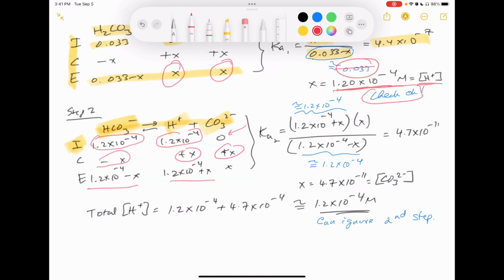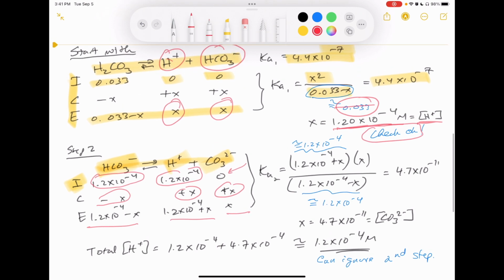So at equilibrium, I have these numbers, and let me set that equal to Ka2. So here's Ka2, H plus times carbonate over bicarbonate. We have two expressions in the equation where X is being compared to a number, so we can assume small K for both of them. If we do that, then basically that number will cancel out. So our X is just equal to Ka2, which is 4.7 times 10 to the minus 11. That's our carbonate ion. We're not being asked for carbonate ion, but in case you are, that will be your answer.